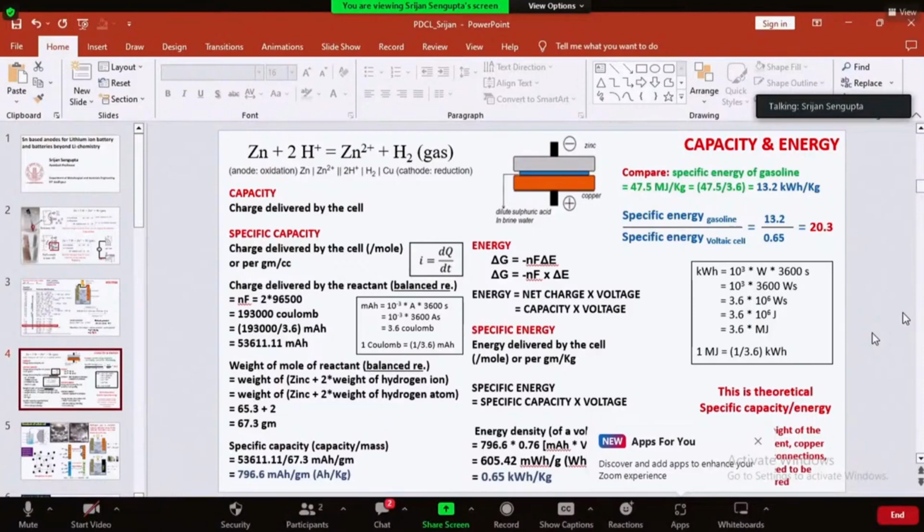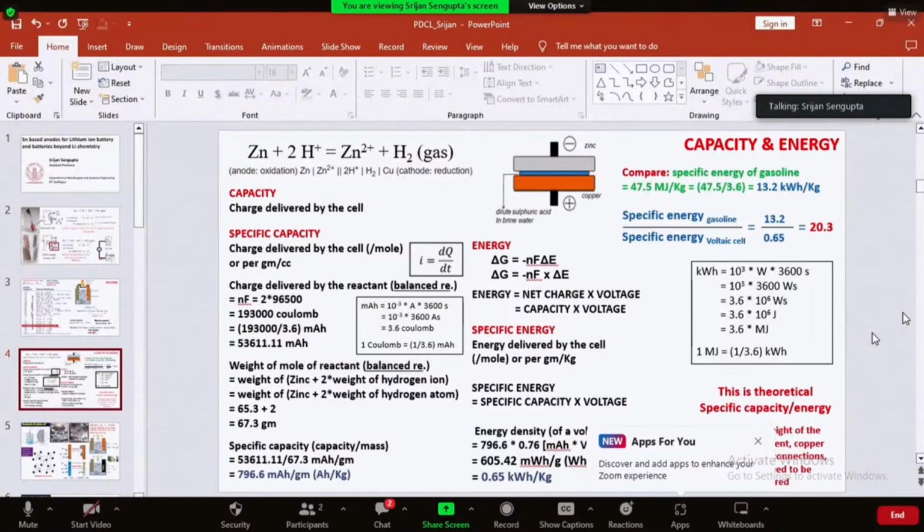And you know that electrical energy is nothing but the charge multiplied by the voltage. If you do that, you come up with about 0.65 kilowatt hour per kg. This is the amount of energy you can get out of this primitive cell. Now, just for comparison, gasoline gives us something around 47.5 megajoule per kg, that is 13.2 kilowatt hour per kg. So it is almost 20 times better in terms of specific energy than this primitive battery.